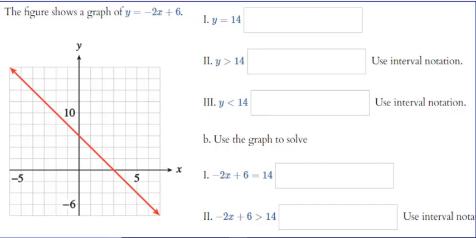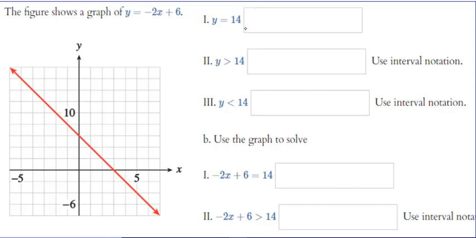All right, this is section 1.3, part 3. And we're looking at homework problems. It says the figure shows a graph of y equals negative 2x plus 6. So let's look at some things. It says what would be the answer if y equals 14.